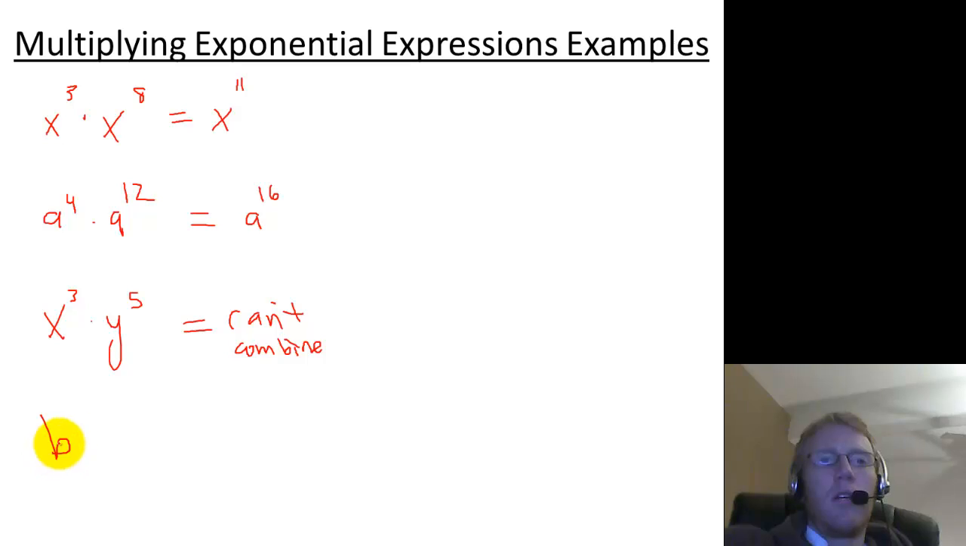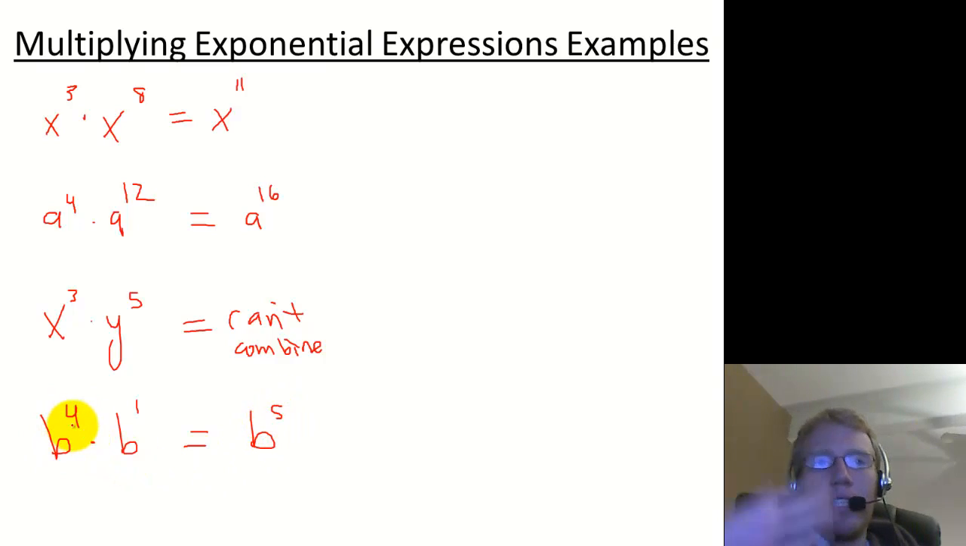What about b to the 4th times b? Okay, well, b without anything shown is automatically to the 1st power. So when I add these two together, I have b to the 5th. So remember, b to the 4th means I'm multiplying b by itself 4 times. And then if I multiply by b again, I've now multiplied b by itself 5 times.